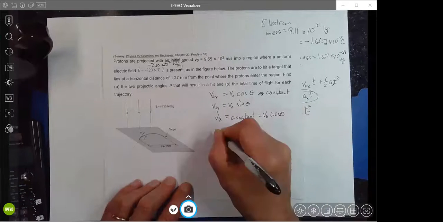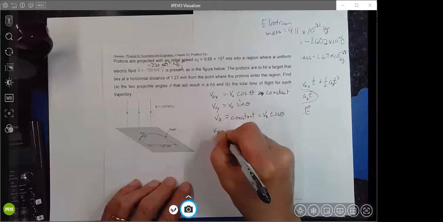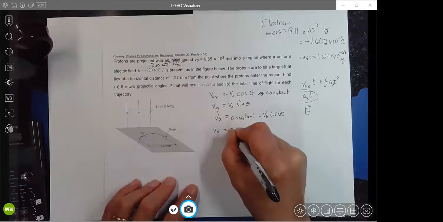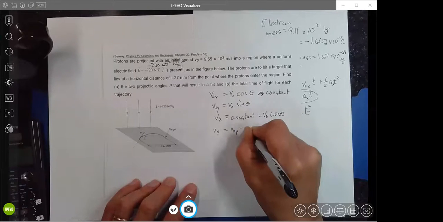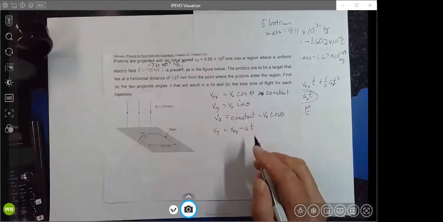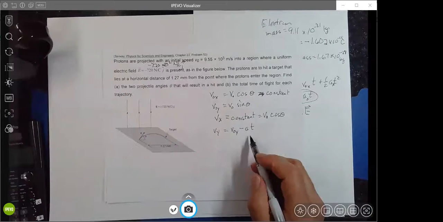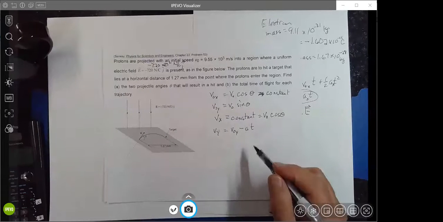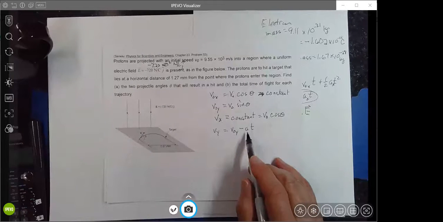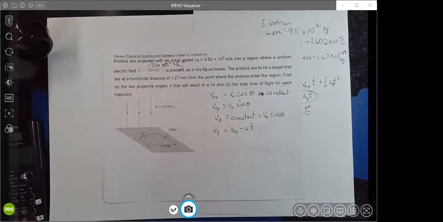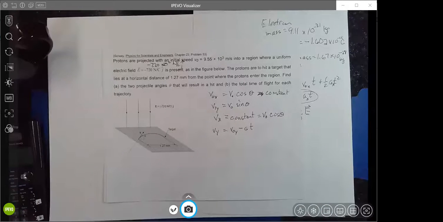V sub y, though, is going to equal V naught y minus AT, where A is going to be the magnitude of the acceleration. When we did projectile motion problems before, it was always V naught y minus GT, but not this time. We'll have a different acceleration.